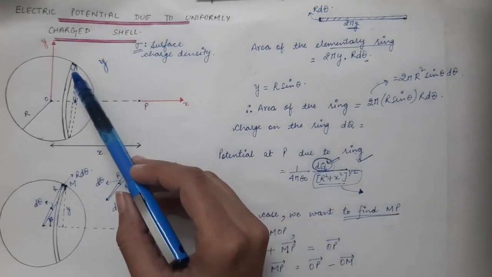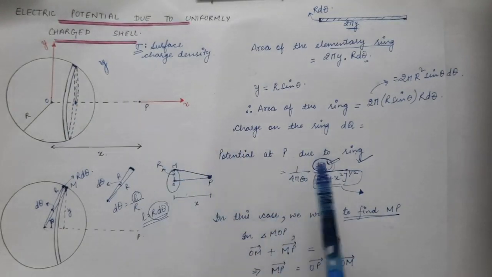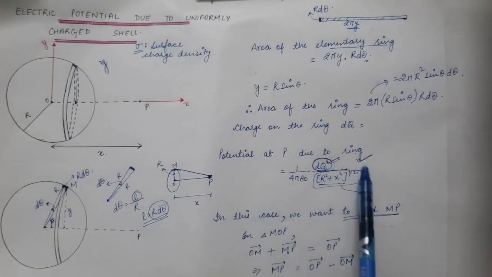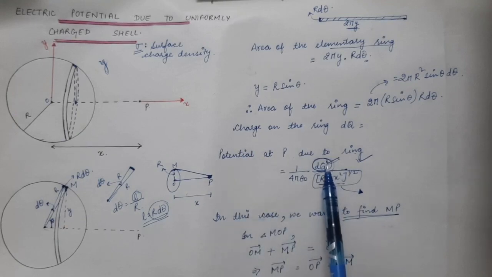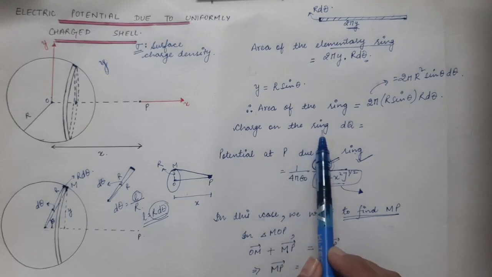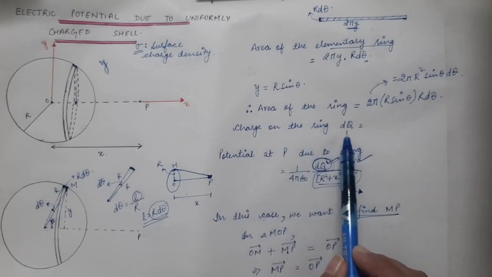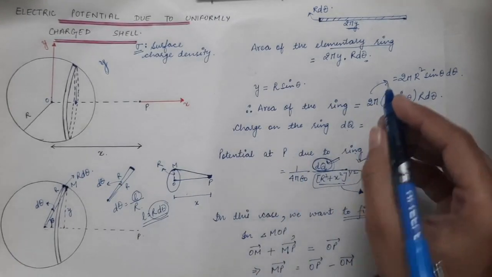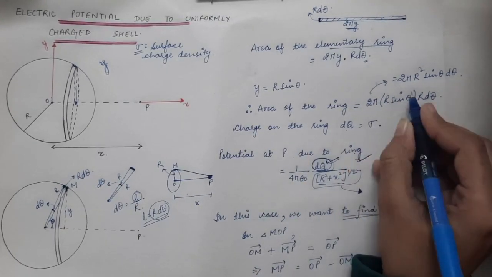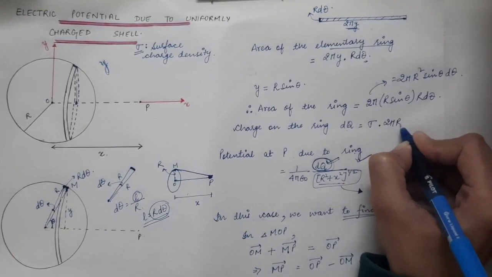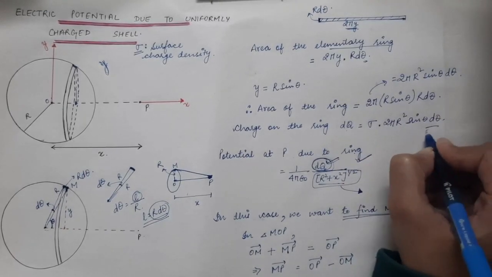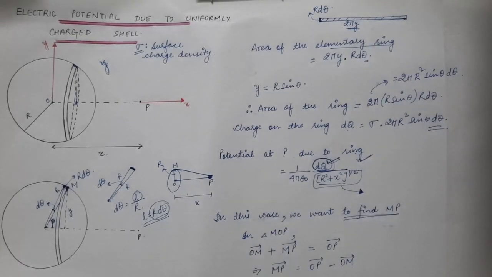Now to find the charge on this elementary ring, the main motive is to find the charge, because in the numerator of the expression of potential we have the charge on the ring. So we want to find the charge on this elementary ring, that is dq. That will be nothing but sigma into the area of the ring, so sigma into 2 pi r square sine theta into d theta. So this is the charge on the ring.